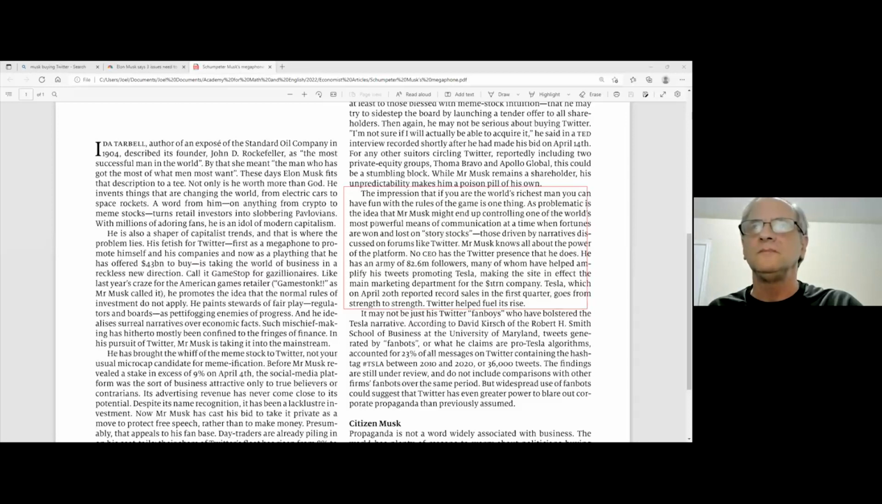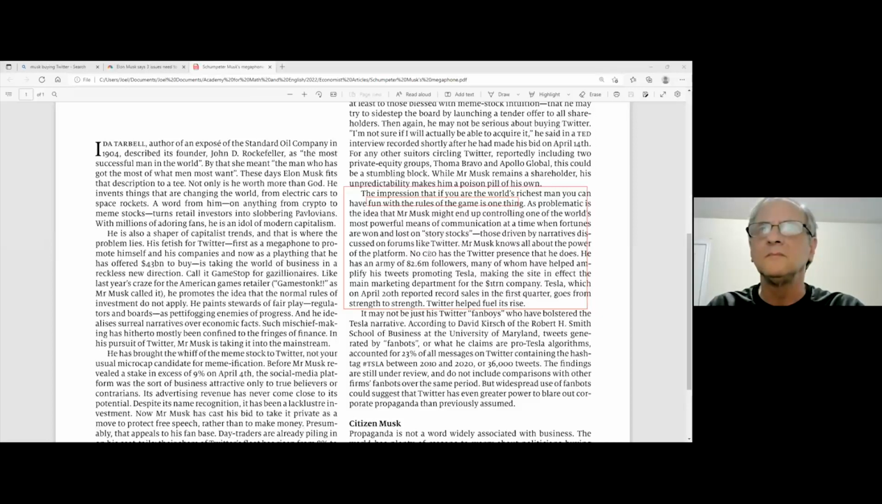The impression that if you are the world's richest man, you can have fun with the rules of the game is something problematic. Is the idea that Mr. Musk might end up controlling one of the world's most powerful means of communication at a time when fortunes are won and lost on story stocks, those driven by narratives discussed on forums like Twitter. Mr. Musk knows all about the power of the platform. No CEO has the Twitter presence that he does.